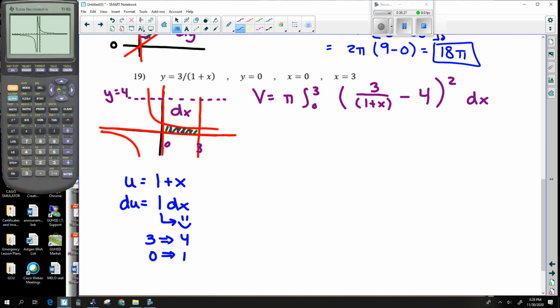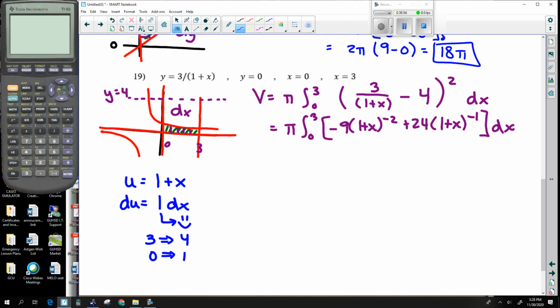I think this kind of looks like this: pi integral from 0 to 3 of -9 (1 plus x) to the -2, plus 24 (1 plus x) to the -1. Again, if you want to do the math, that's up to you. I'm just going to steal this answer for time's sake, in essence.